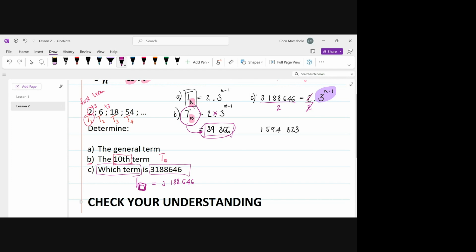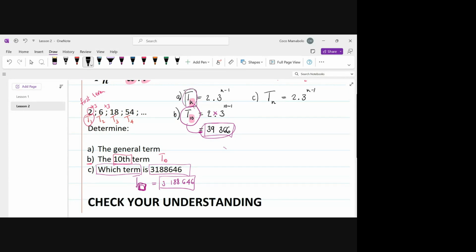Exactly. So if you look at the way we've now done it, we're taking the whole of the Tn part and replacing it with the answer we would get, and then we're working backwards. So if you look at this formula, I can rewrite it again. Let me rewrite it. Tn is equal to 2 times 3 to the power of n minus 1.